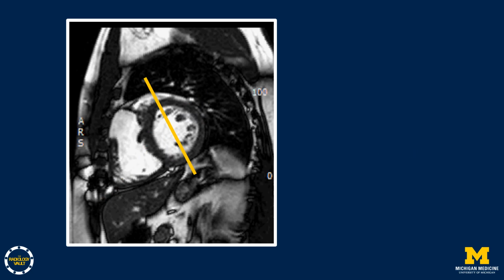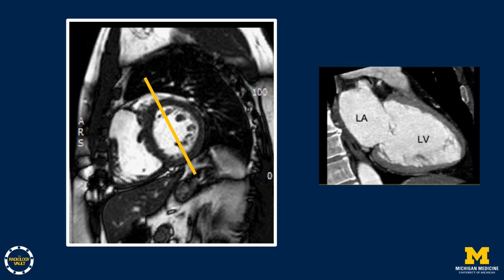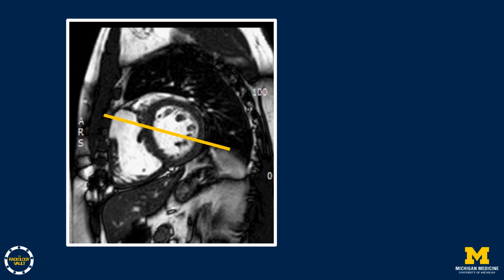Moving on to another plane. Now this is oriented along this part of the yellow line, and this provides you a two-chamber image. And this explains how you see the anterior wall and the inferior wall on a two-chamber or a vertical long axis image. And finally, understand how a three-chamber or an LVOT plane is oriented relative to the short axis.